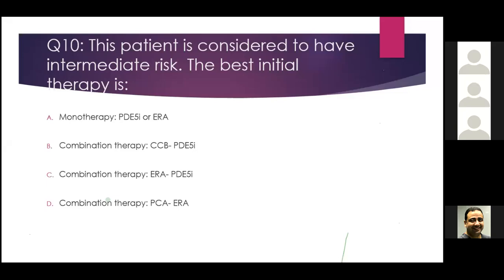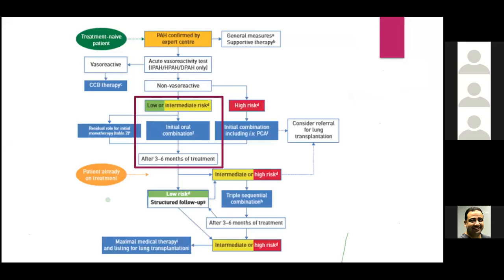We're getting 3 votes now for C, the combination of phosphodiesterase inhibitor and ERA. Okay. More votes, 7. 7 for C. Yeah, endothelin receptor antagonist with phosphodiesterase 5 inhibitor. Okay. So let's see one more final algorithm for pulmonary arterial hypertension.